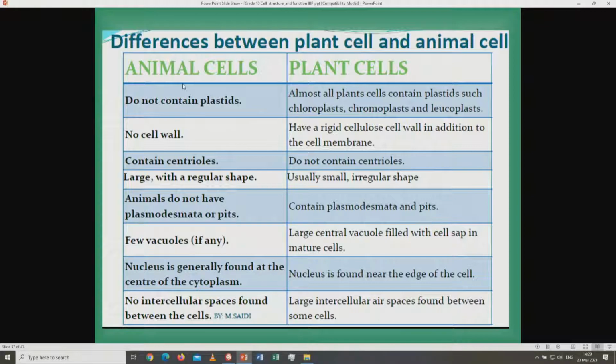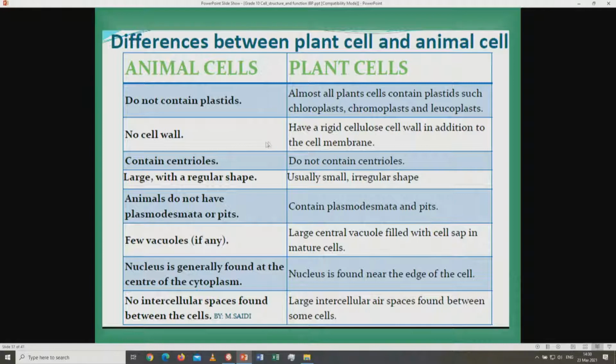So firstly, animal cells do not contain plastids, where plant cells, on the other side, almost all contain plastids such as chloroplasts, chromoplasts, and leucoplasts. Remember, that is the red, green, and yellow and white part of the plant, which makes all the colors in the plant. Then an animal cell does not have any cell wall, where a plant cell has a rigid cellular cell wall in addition to the cell membrane. Remember, we said the cell wall makes it strong and protects it from the outer side, etc.